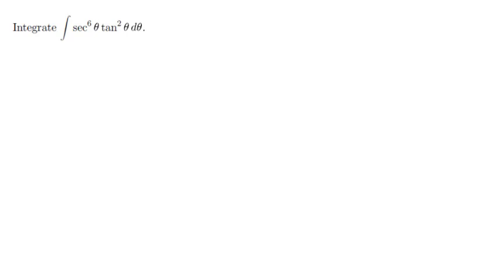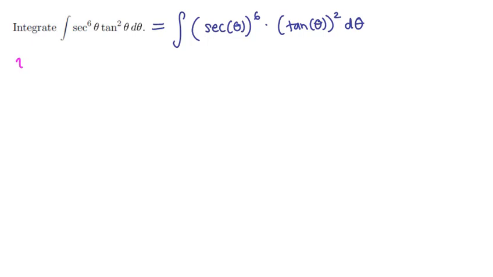Integrate the integral of secant to the 6th theta tangent squared theta d theta. Let's start by prepping this first. This is the indefinite integral of secant of theta raised to the 6th power times the tangent of theta raised to the 2nd power d theta. Now this is a product again. Let's try using a substitution.